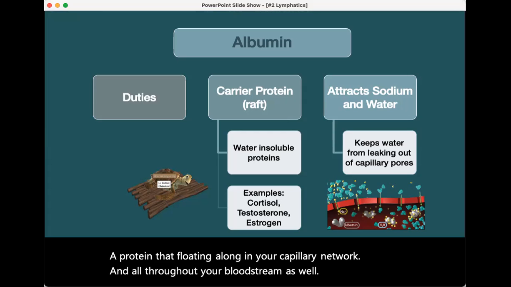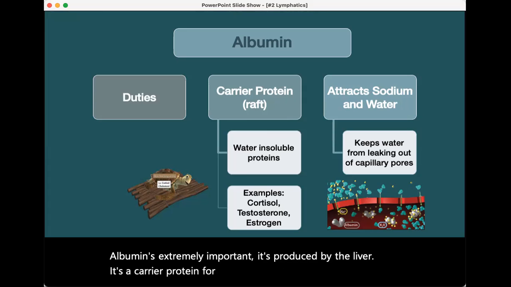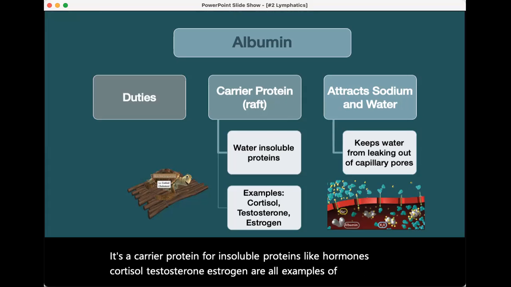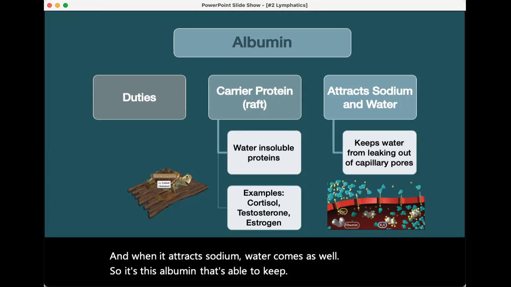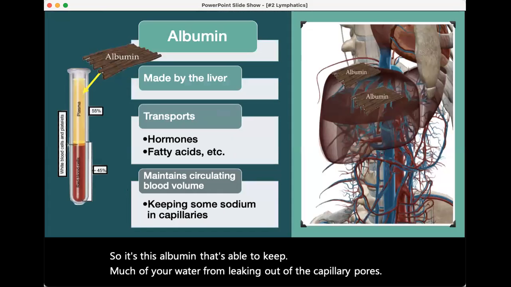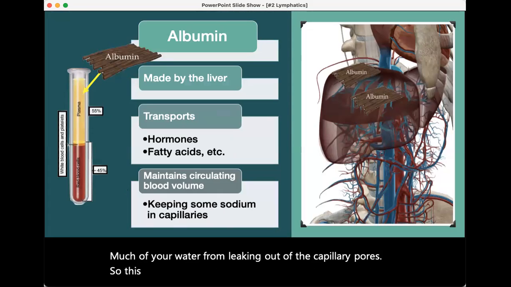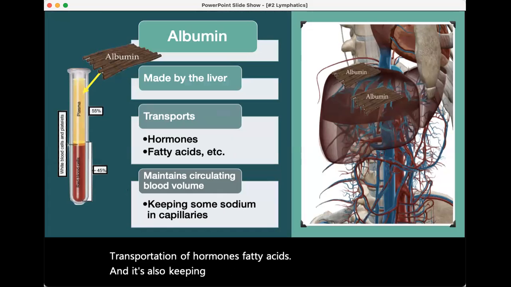Albumin's extremely important. It's produced by the liver. It's a carrier protein for insoluble molecules like hormones. Cortisol, testosterone, and estrogen are all examples of hormones being carried by albumin. And albumin also has the ability to attract sodium, and when it attracts sodium, water comes as well. So it's this albumin that's able to keep much of your water from leaking out of the capillary pores. So this is showing albumin being created by the liver, transportation of hormones and fatty acids, and it's also maintaining circulating blood volume.